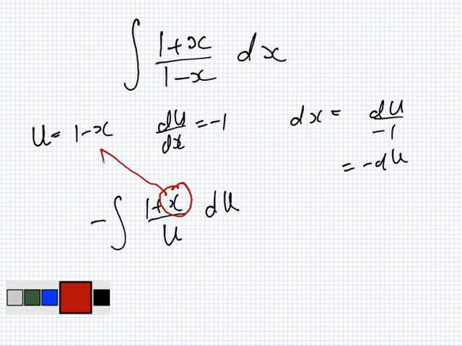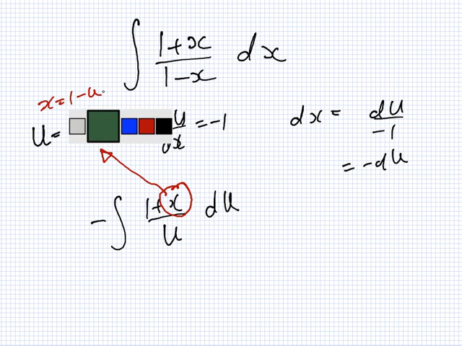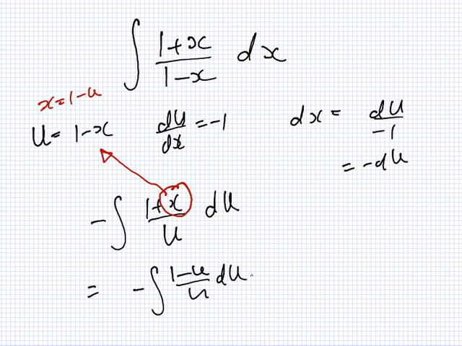By going back here, we can see that x is equal to 1 minus u. So I can change this now into minus the integral of 1 plus 1 minus u over u du, which equals minus the integral of 1 over u minus u over u du. Minus the 1 beside the x. Thank you. So it's 1 plus this, so that's 2.